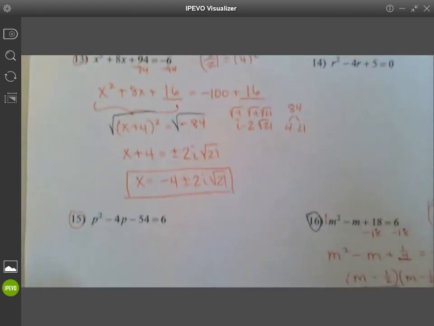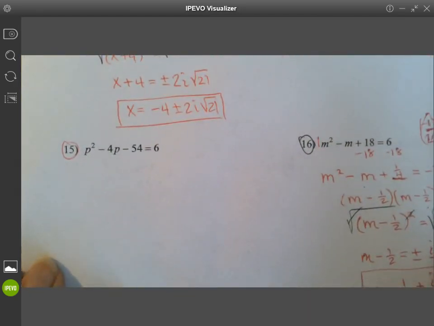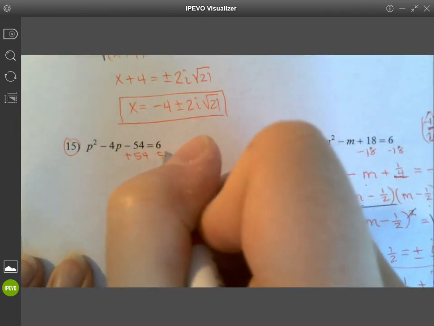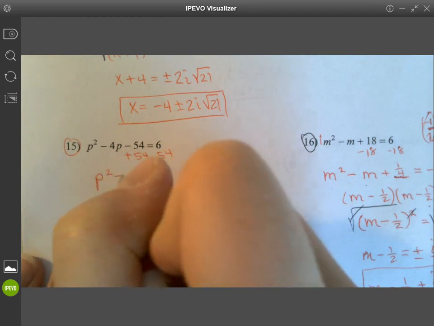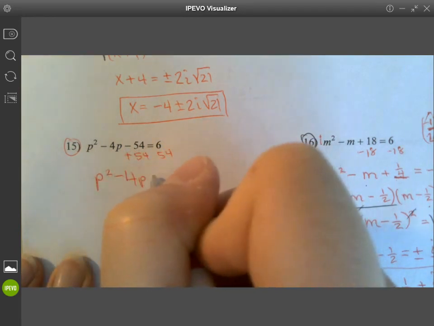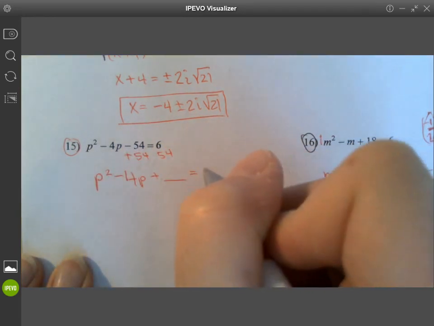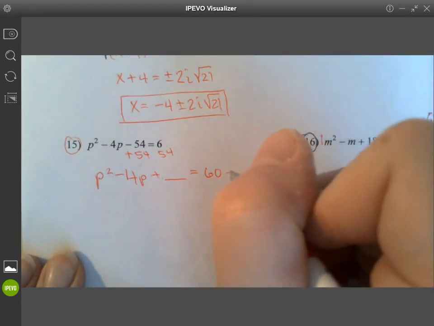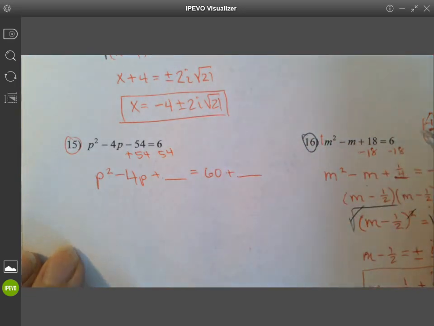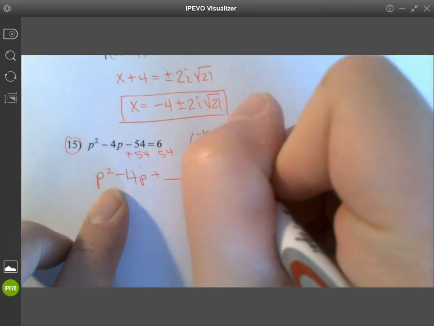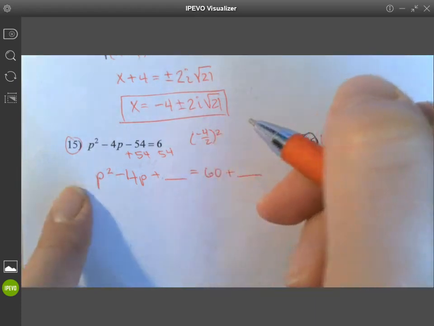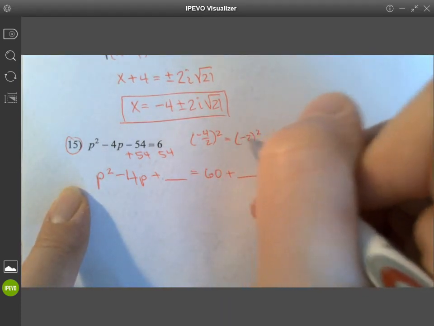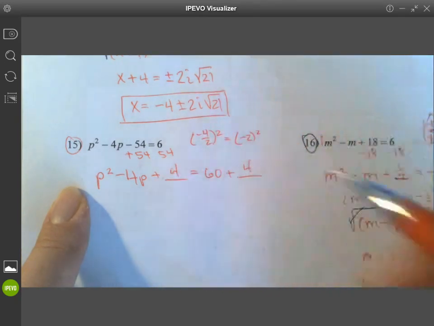Okay, do you still need 15? Yeah? Okay. So first I'm going to prep it, add 54. So I get p squared minus 4p plus something. Oh, heck, I don't even get a negative on this one, huh? So I don't think I'm going to have an i in here. I'm going to take my negative 4, divide it by 2, and square it because the a value is 1. So that's negative 2 squared. I like to show that. My perfect square is 4.